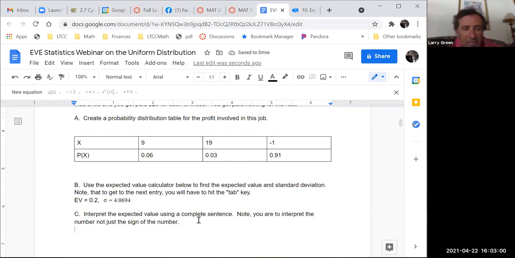Okay, so part C, interpret the expected value using a complete sentence. Okay, so we're going to interpret the number, not just the sign of the number. Certainly the sign is positive, but that's not all we want to say. Positive is a good thing, but more importantly, there were some important words that had to be in it. Do you remember the words that had to be in it? Hoping you'll all remember.